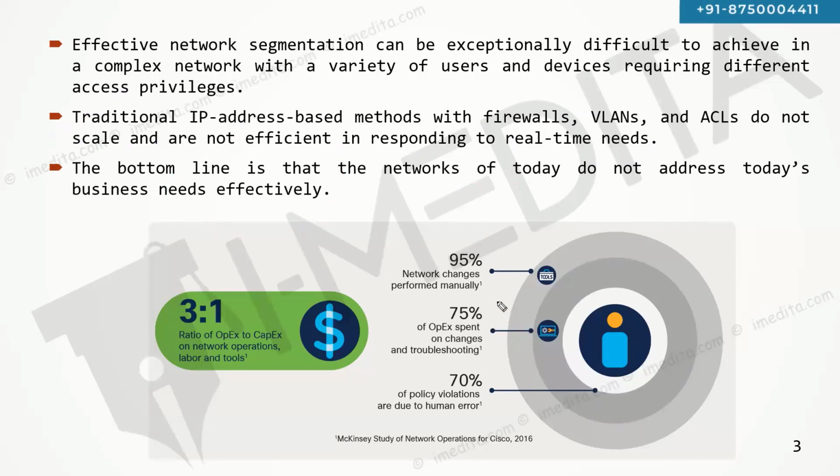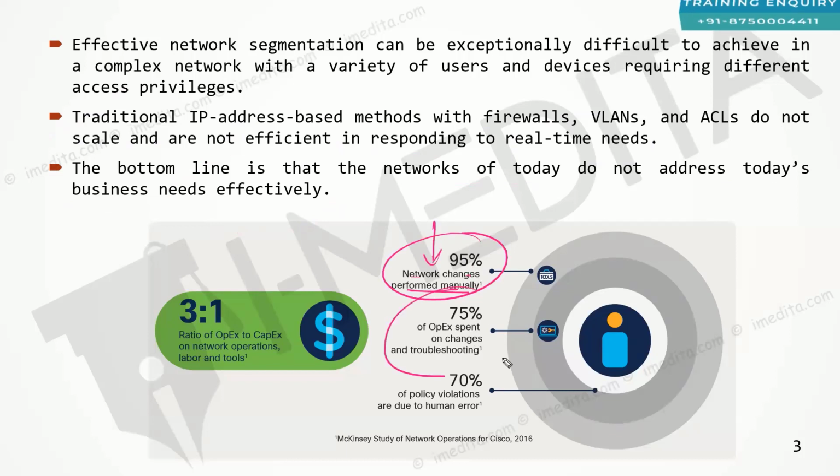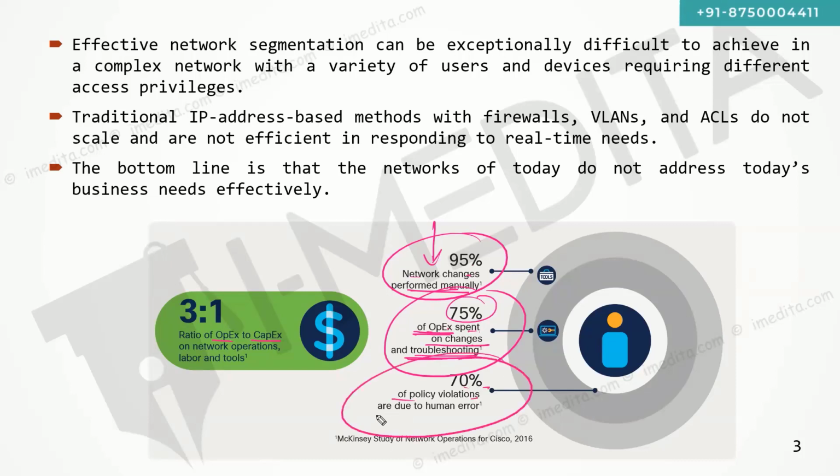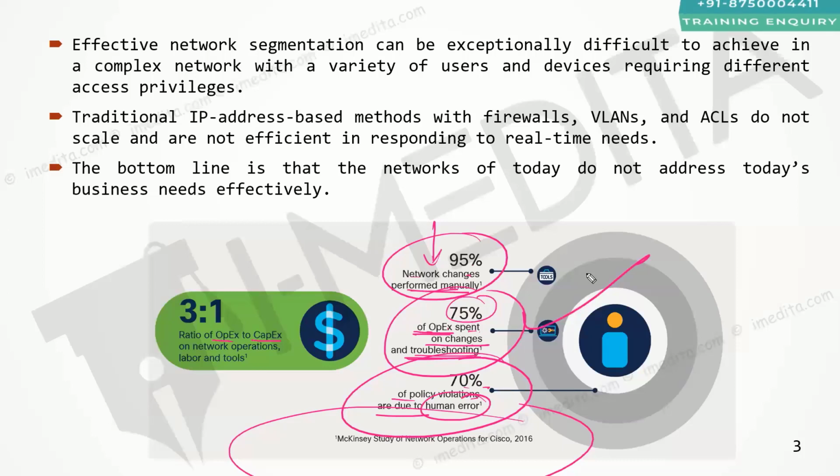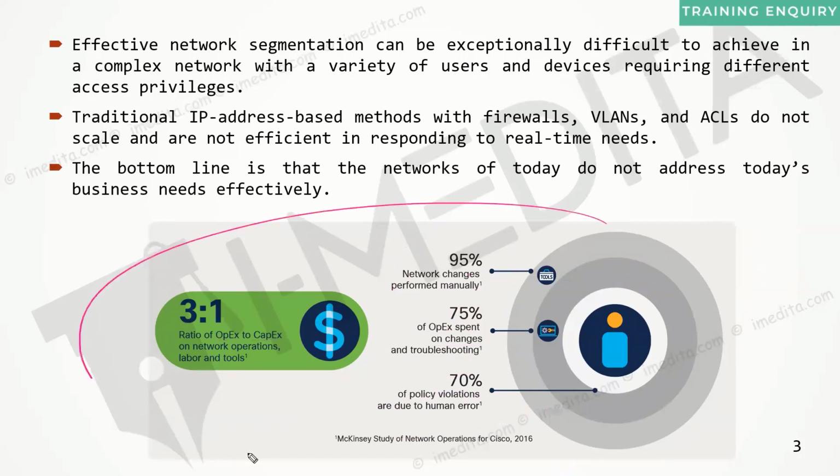As per some R&D, 95% of network changes are still performed manually to this day. 75% of operational expenses are spent on changes and troubleshooting. The operational to capital expenses ratio is 3:1. 70% of policy violations are due to human errors as per the reports. Since then, companies have started deploying things such as software-defined networking, so this ratio has gone a little lower nowadays. But before the introduction of software-defined networking, this was the situation.